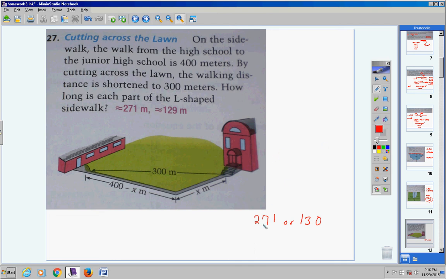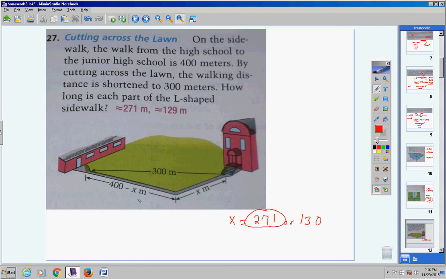So if we put this in, let's start with this answer first. Either one of these two answers for x is acceptable. Please don't zone out, students. Don't miss this, okay? We just solved the equation for x. That's not our final answer. They want to know how long is each part. So this part here is 400 minus x. So pick one of these answers. It doesn't matter which one. Okay, I'm going to pick this one.